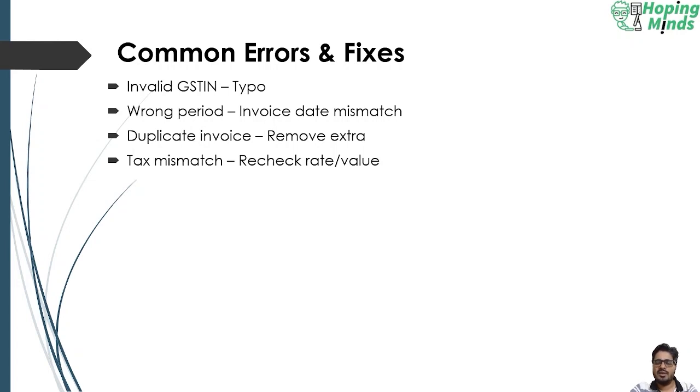Then wrong period, the invoice date and the period of return must match. Then duplicate invoice, any duplicate invoice must be removed before entering into the Excel utility. Then tax mismatch, there should not be any tax mismatch, or there will be difference in the HSN wise summary and the turnover details. So that's it for this session.